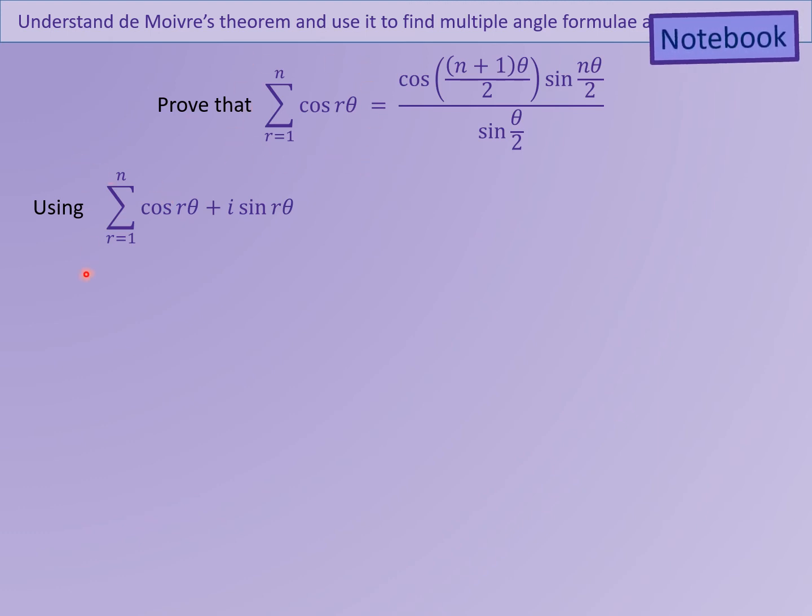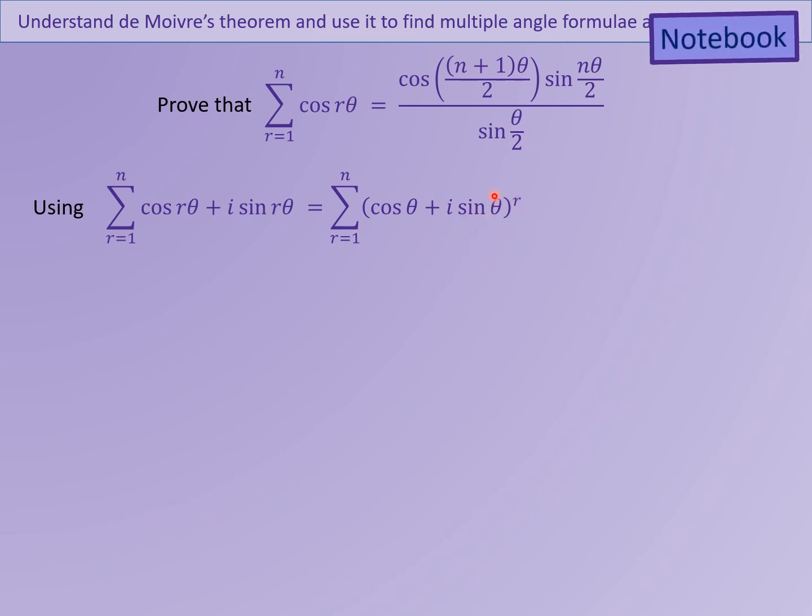But what I do know is how to write it using de Moivre's theorem, saying that cos r theta plus i sine r theta is written like that. The reason why I do that is because using de Moivre's backwards, I know that is exactly the same as (cos theta plus i sine theta) to the power r.